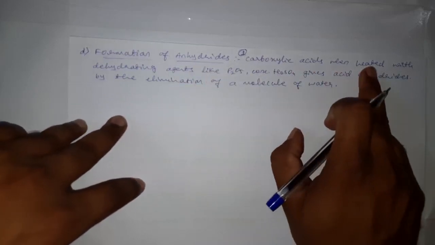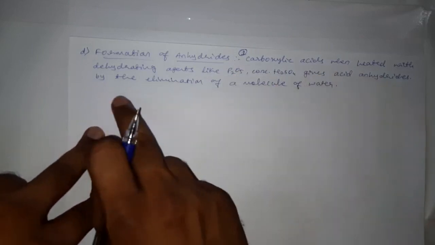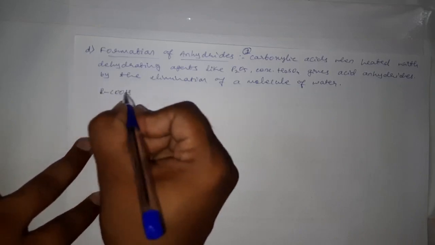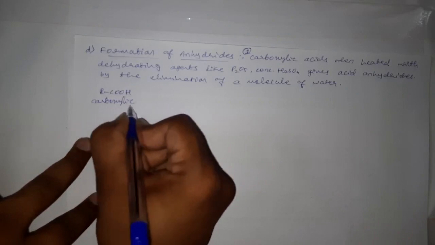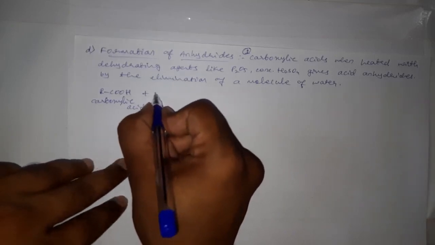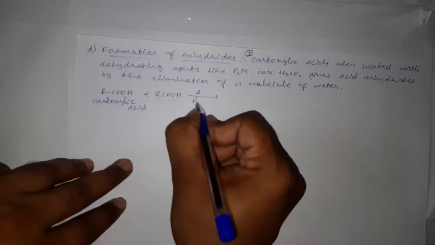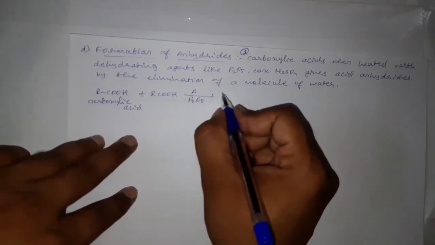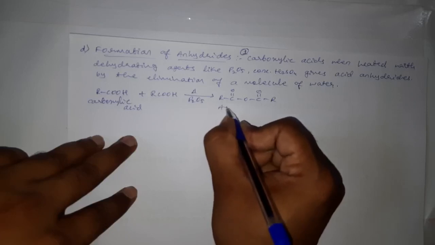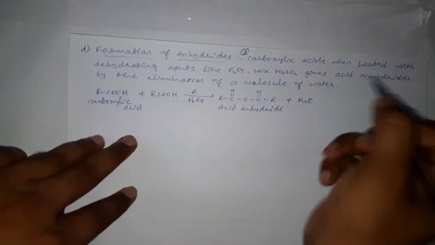When carboxylic acids are heated with dehydrating agents like P2O5, phosphorus pentoxide, or concentrated H2SO4, it gives acid anhydride by the loss of a molecule of water. You can write the general reaction for this one: RCOOH, this is carboxylic acid. When it is heated, which means here we require 2 moles of carboxylic acid, in the presence of dehydrating agents like phosphorus pentoxide, we will get R C double bond O O C double bond O R, this is acid anhydride, with a loss of a molecule of water.